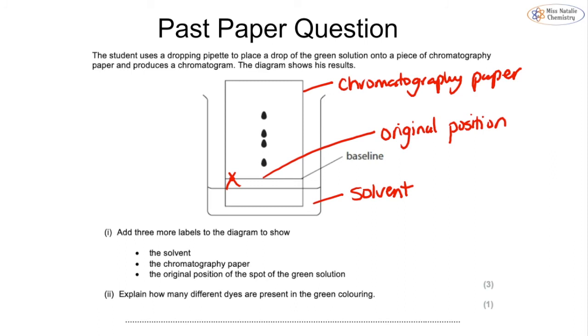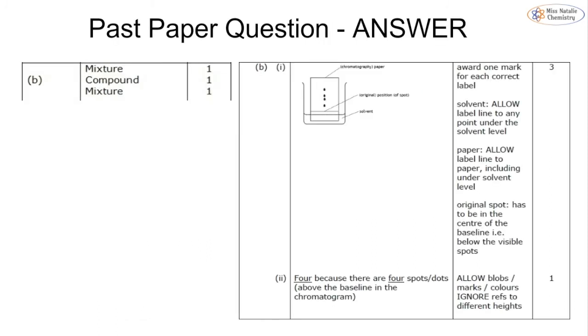And then explain how many different dyes are present. Well, we have 4 spots, so we must have 4 dyes. And because we have to say explain, we must say why. So there are 4 dyes because there are 4 spots. And there you can see the mark scheme for those questions as well.